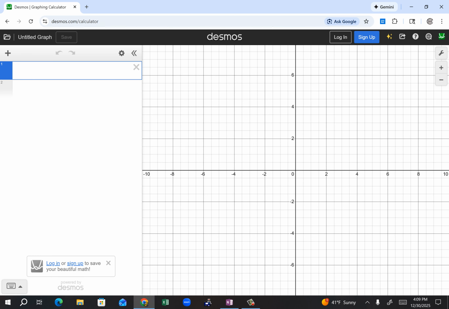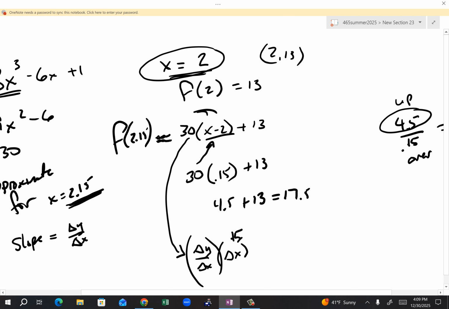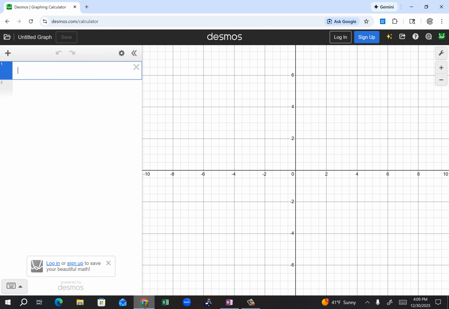Desmos.com. I remember what our function was: 3x cubed minus 6x.